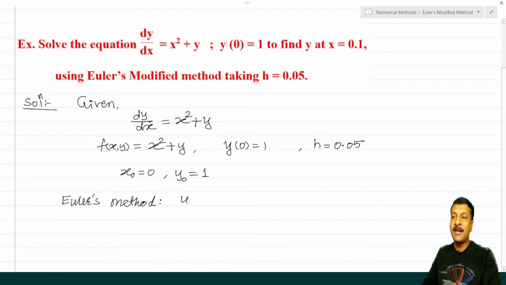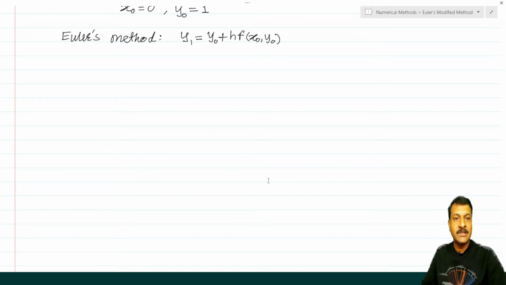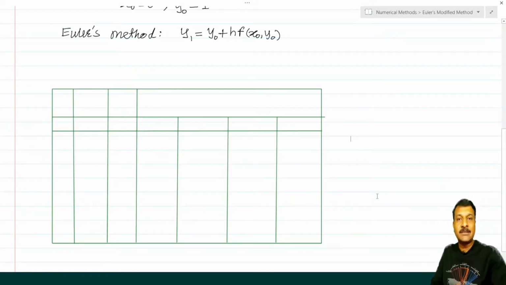I can find y1, the next value, which is equal to y0 plus h f of x0 y0. First you consider the table. Normally, for lengthy examples of numerical methods or iterative methods, you always consider a table. By that table you can easily find the next value. How? Let's see the table here. So consider such a type of table.